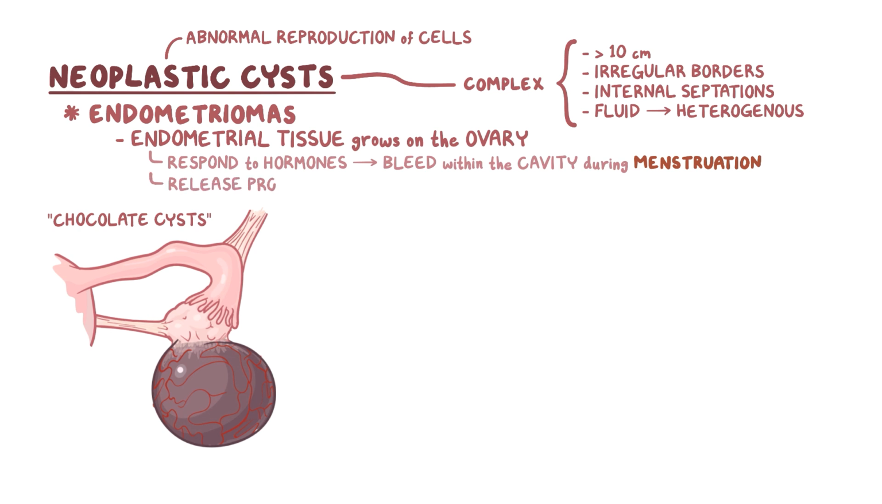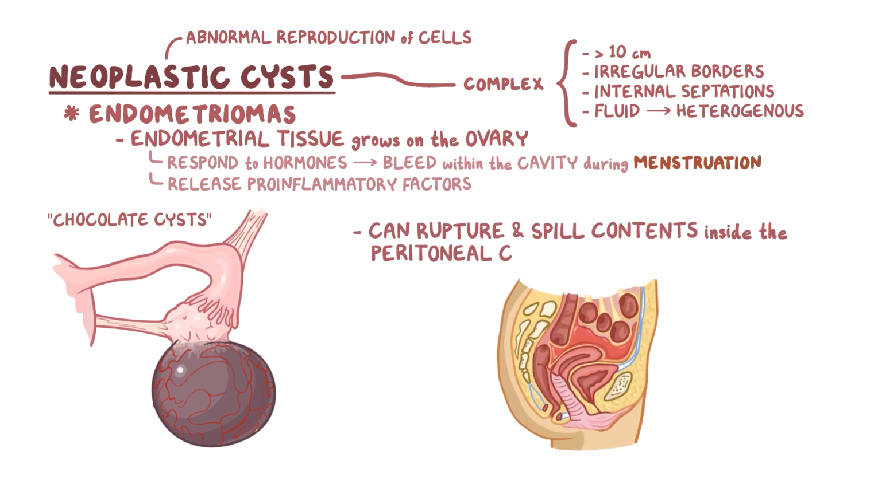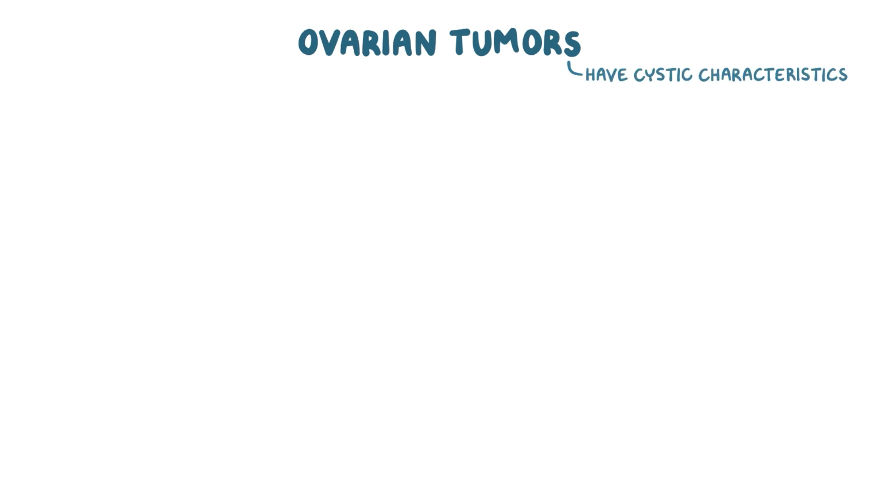Endometriomas also release pro-inflammatory factors which cause inflammation, which leads to cyst growth. When they get too large, they can rupture and spill their contents inside the peritoneal cavity. Okay, now let's switch gears and look at ovarian tumors. Since they also have cystic characteristics, they're also included under the umbrella term of neoplastic cysts.